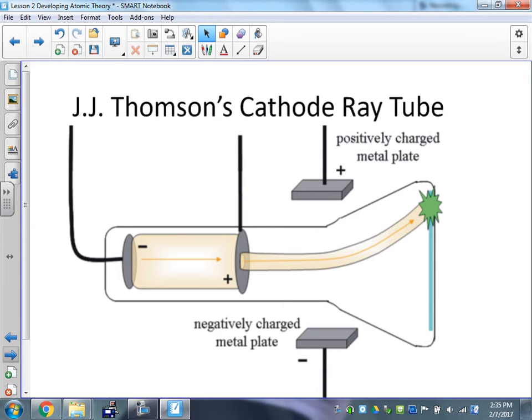But J.J. Thomson's cathode ray tube: basically he would pump stuff into this, and there was a positively charged metal plate at this end and a negatively charged plate at this end, and you would see that different particles would go up or down based on what they were. So that's kind of what his experiment was.